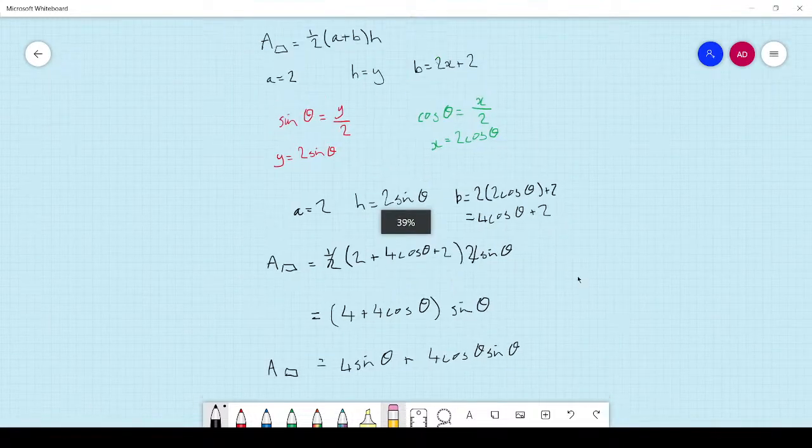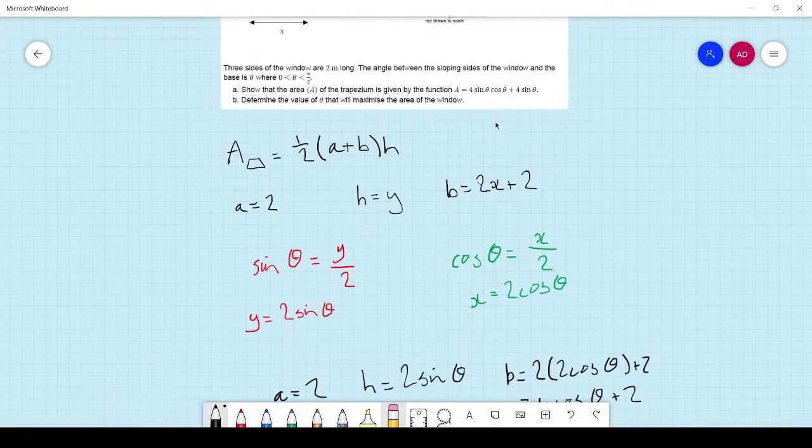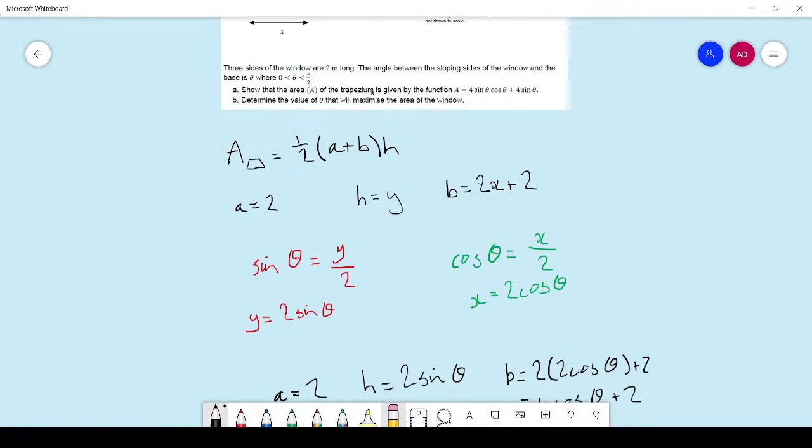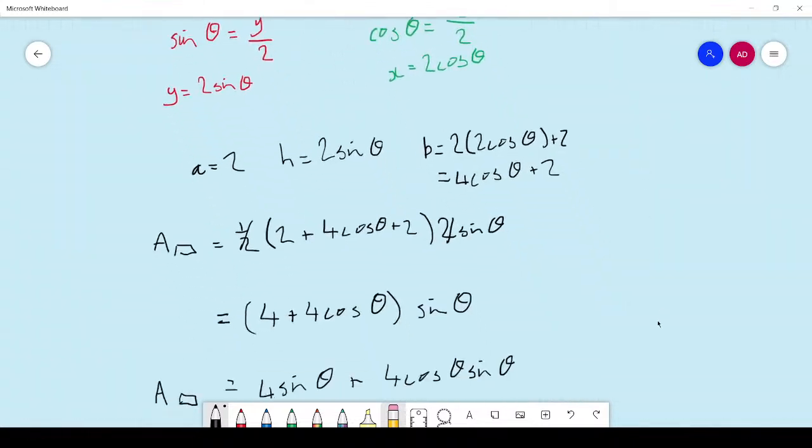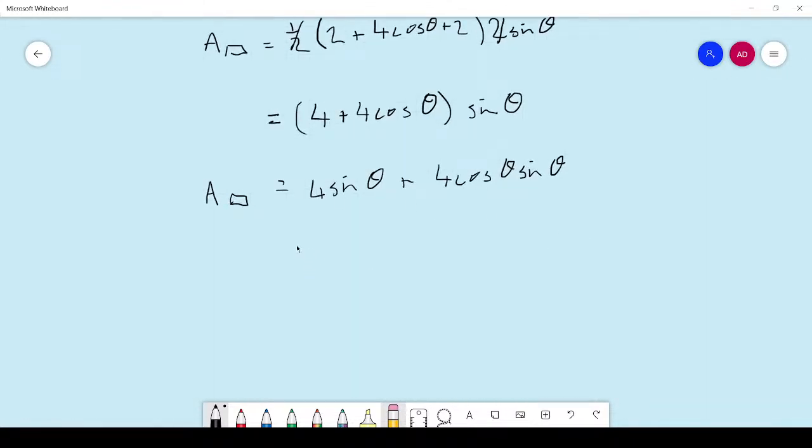And let's compare that to what they gave us. Show that the area is given by the function A equals 4 sine theta cos theta plus 4 sine theta. This is addition, so order doesn't matter, but we can write it as 4 sine theta cos theta plus 4 sine theta. So that's part A done.